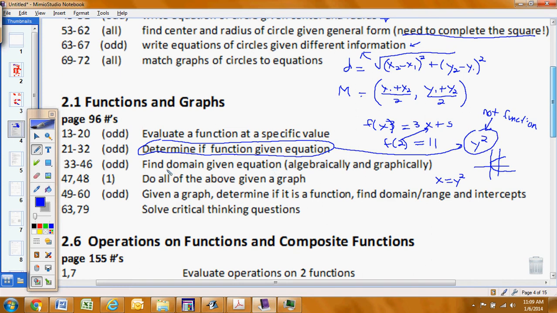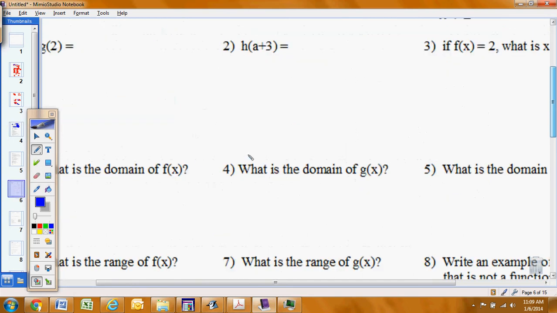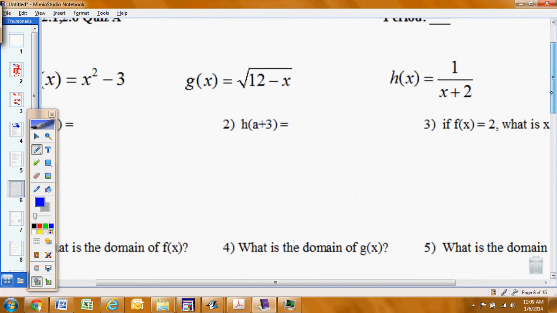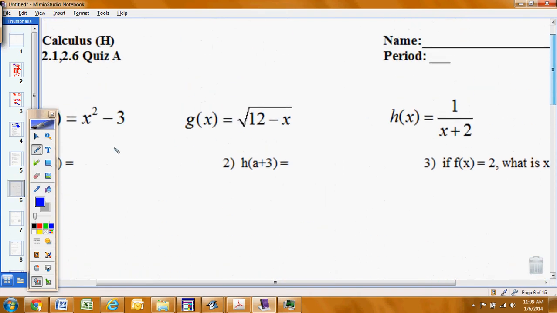Find the domain. Given the equation, we've been doing this all year long. There's two things that blow up a domain. The bottom of a fraction cannot equal 0, and the inside of a square root can't be negative. I think I have some problems to look at for that, so I'll go see if I can find one here. Here's one from a past quiz. This is the 2.1 to 2.6 quiz. Let's see if I can minimize this.